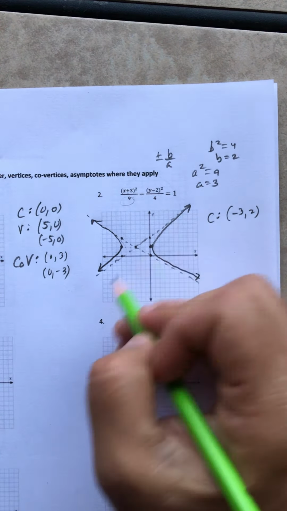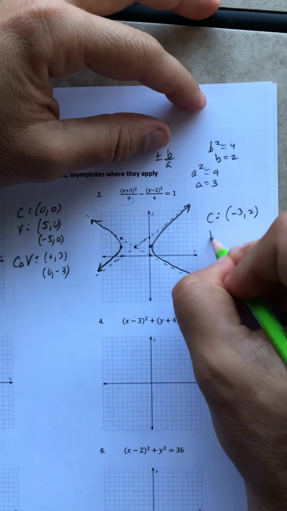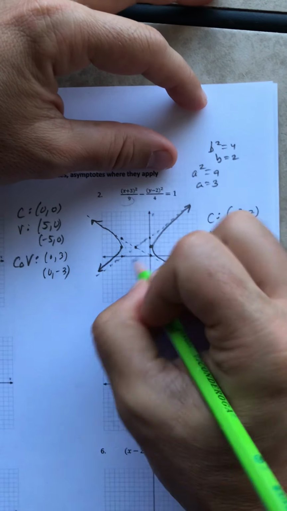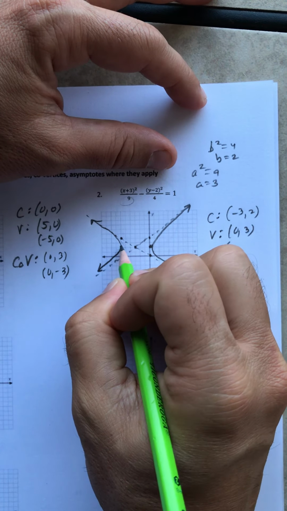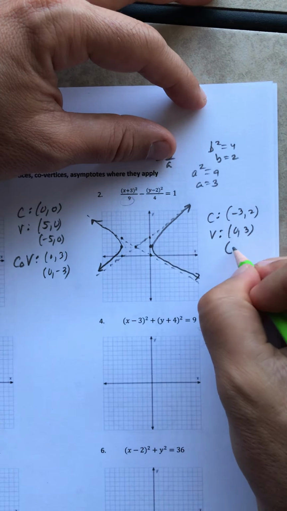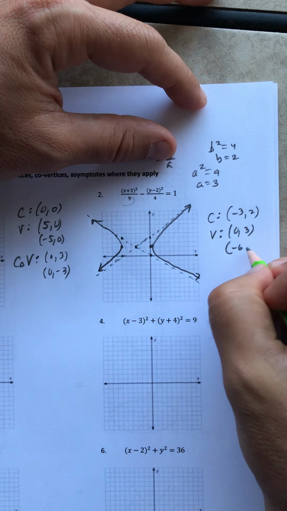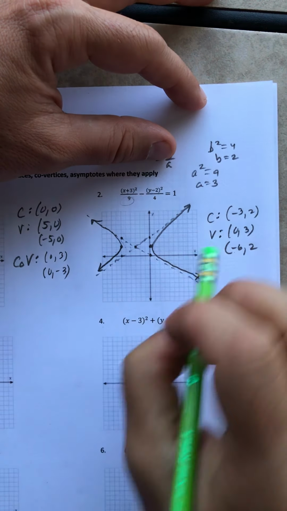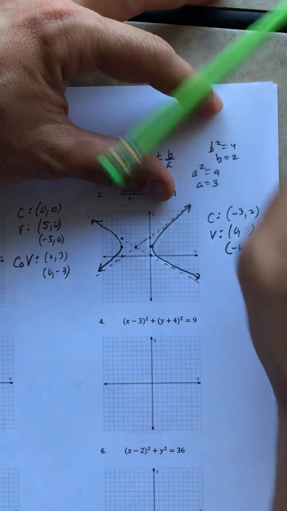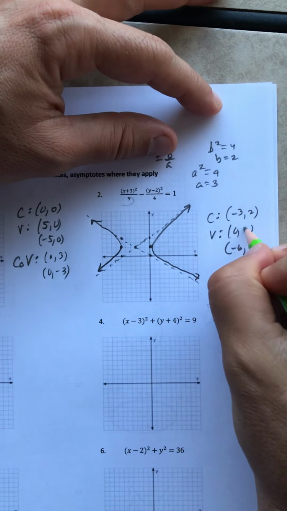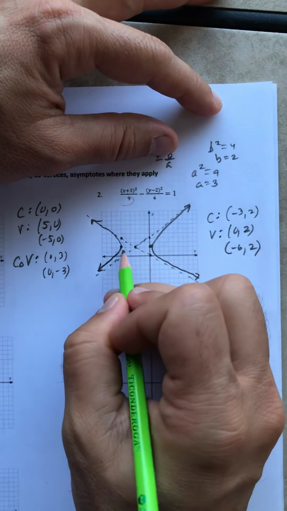Gotcha. So these asymptotes are very important. Let's write down the vertices. That vertex right there is 0, 2, and that vertex right there is negative 6, 2. I said 0, 2 and I wrote 0, 3. It's 0, 2. This is 0, 2, and that one's negative 6, 2.